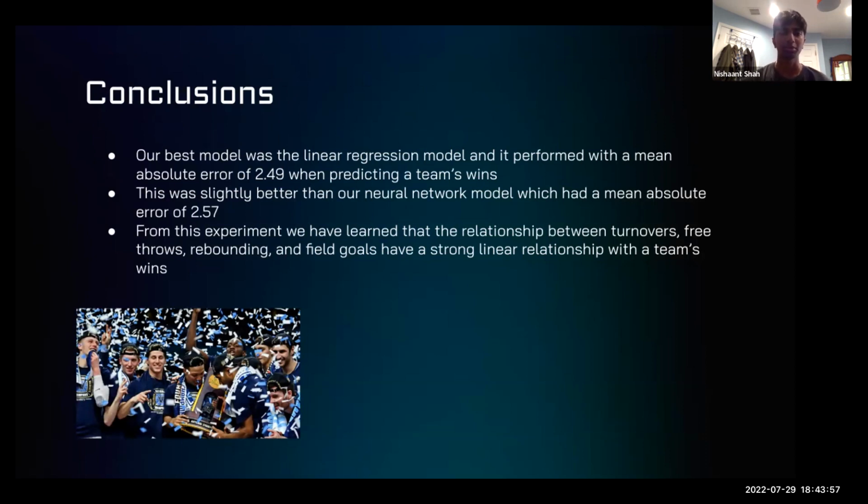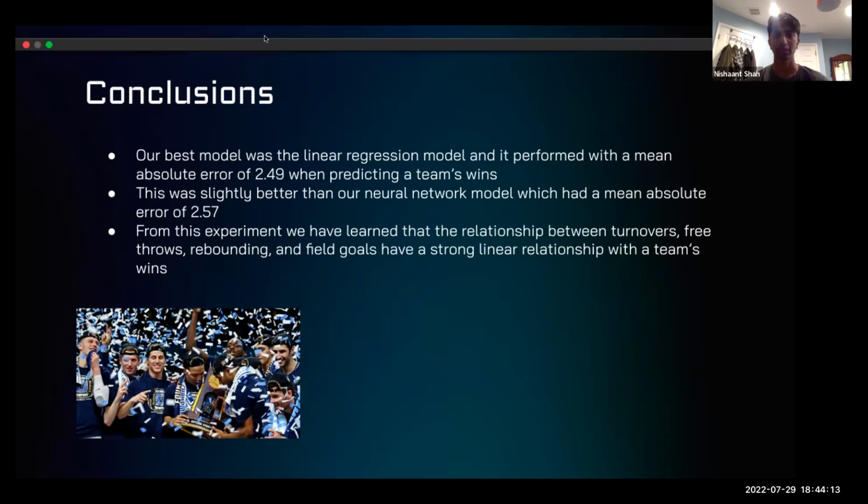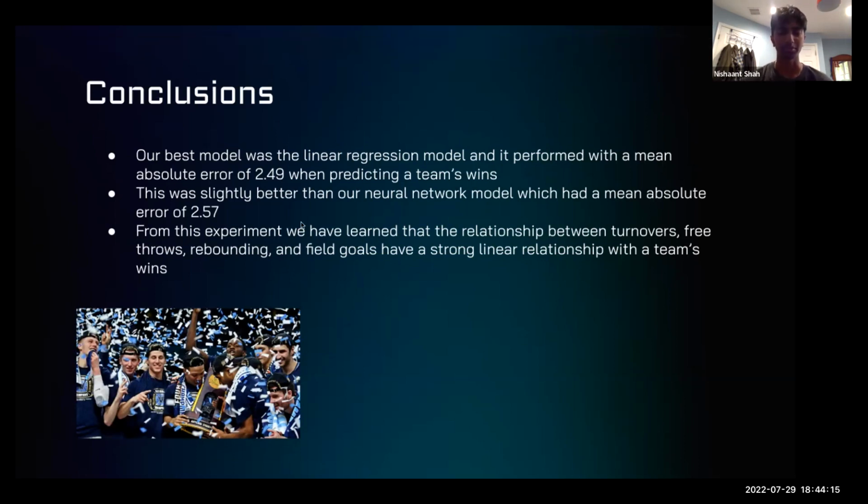But what this experiment showed us was that the number of turnovers, free throws, rebounding, and field goals all had a strong linear relationship with the number of wins that each team had. Yeah, and that's our project.